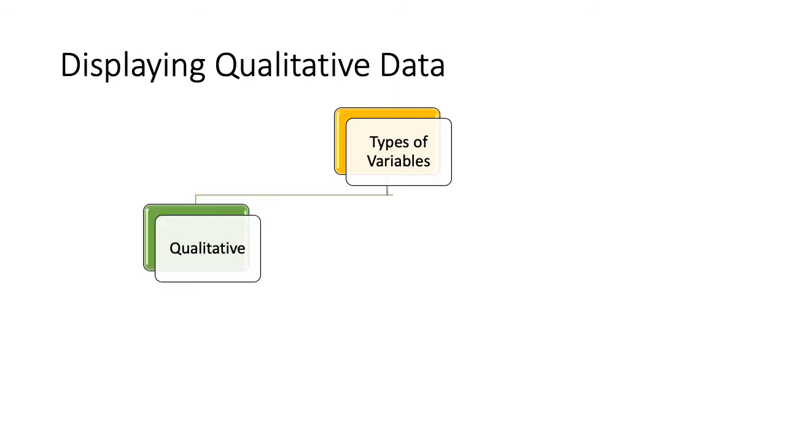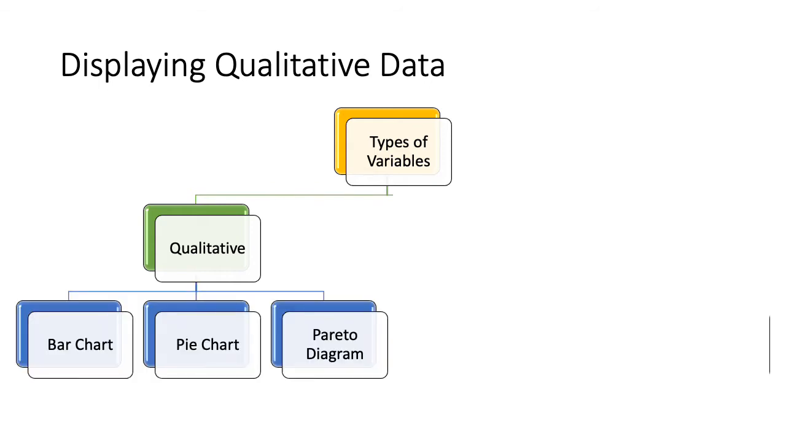Displaying qualitative data. As we discussed in the previous lecture, there's two types of data, qualitative and quantitative. Here we'll be looking initially at the qualitative types of data. We'll represent this data in three ways: bar chart, pie chart, and a Pareto diagram. Quantitative data is displayed in a very different way, which we'll discuss later on in this lecture.